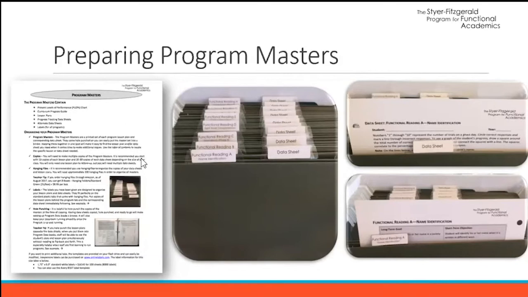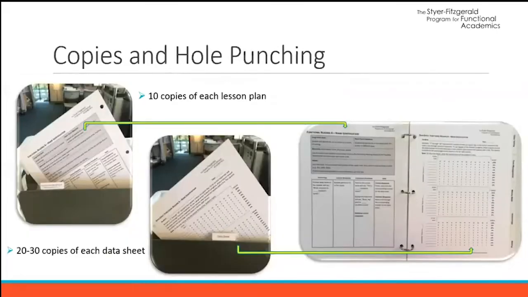There's great information in the program for preparing your masters. For copies and hole punching, most teachers find it easiest to keep the data sheets and lessons completed and lessons yet to be taught in a file cabinet, or you could keep everything in one large notebook with dividers. We recommend 10 copies of each lesson plan and 20 to 30 copies of each data sheet.